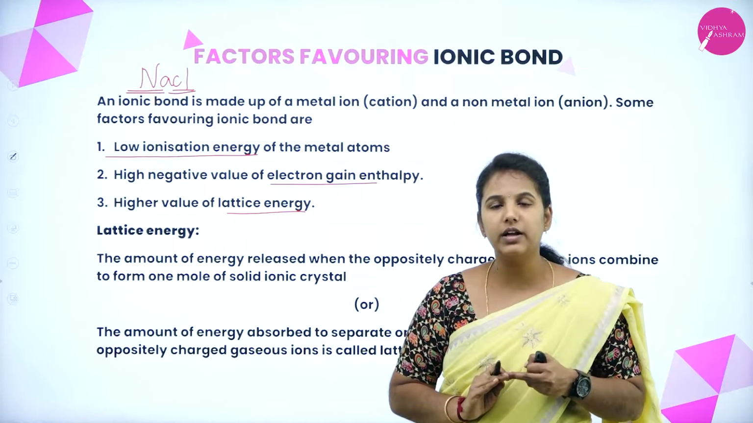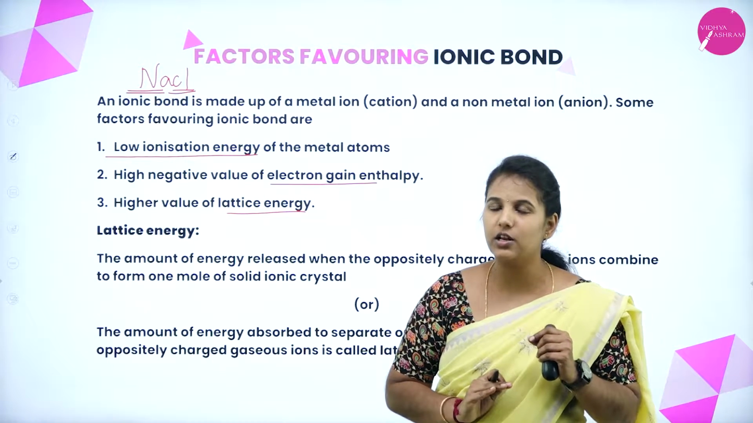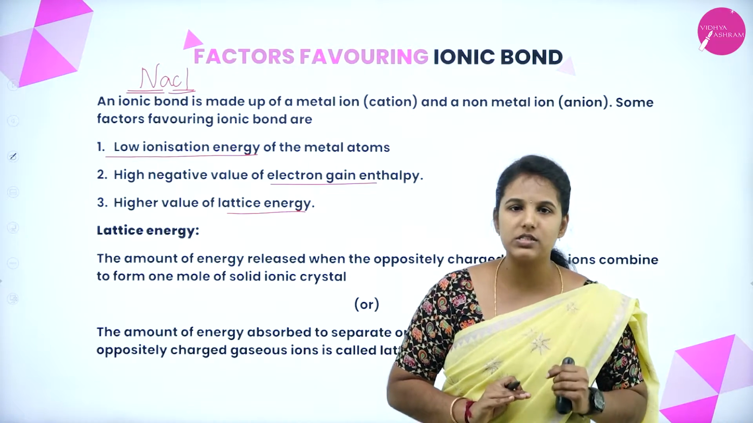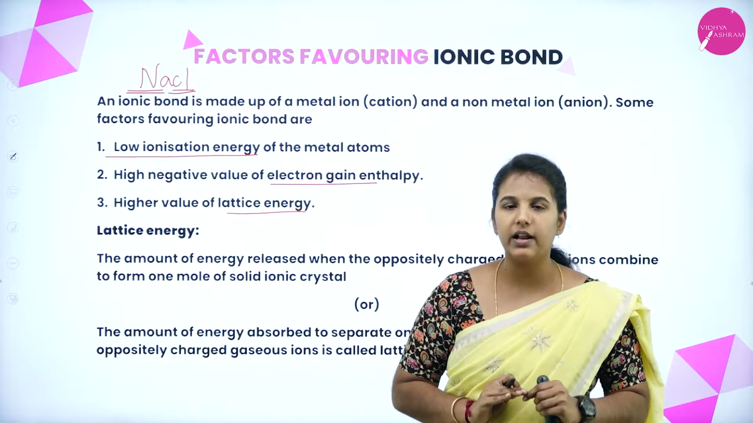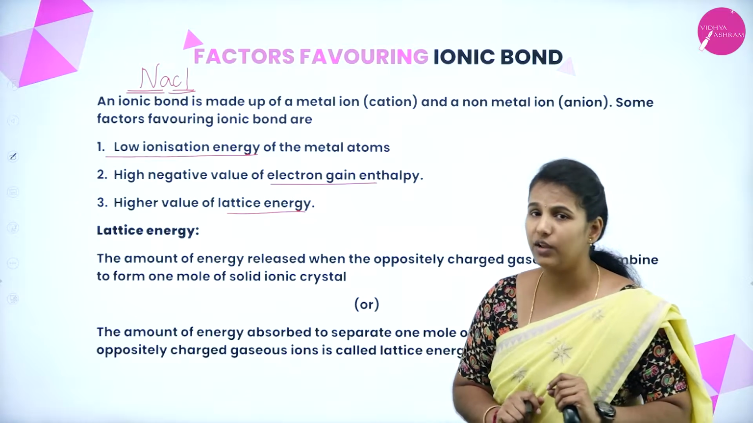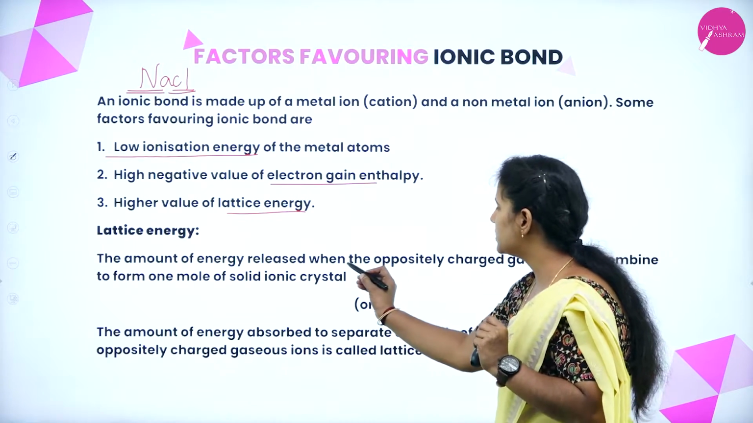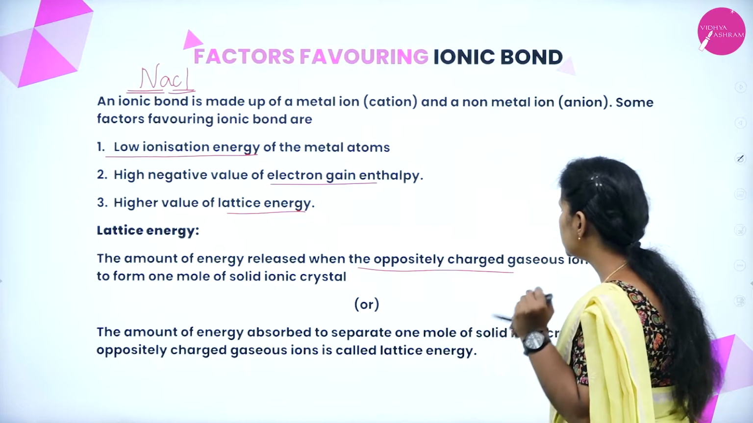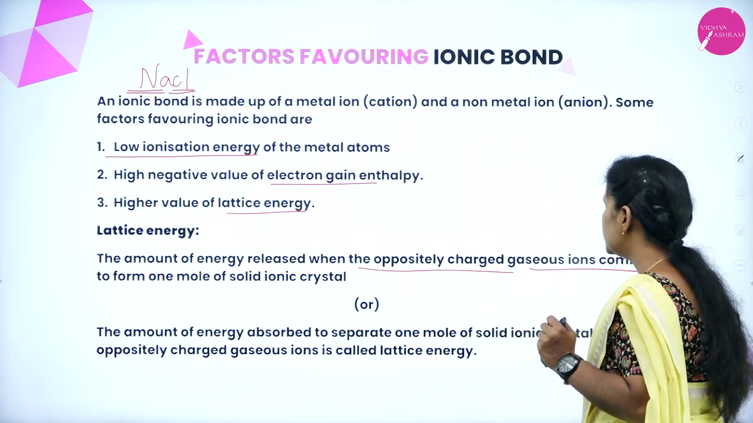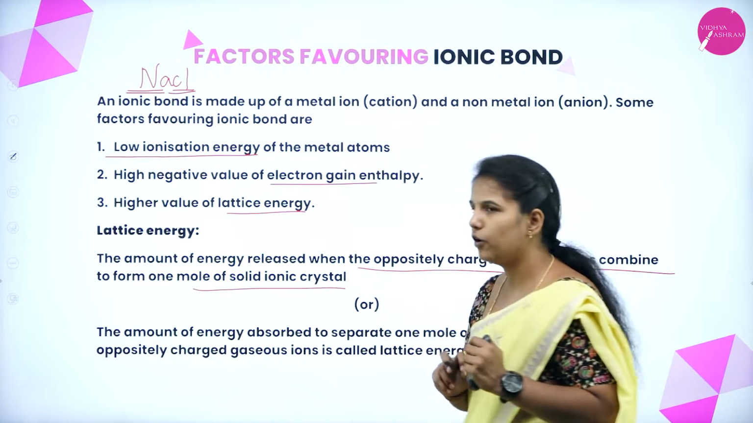So, we have understood what electron gain enthalpy is, as well as ionization energy, in our classification of elements chapter. Is it right? So, today we'll understand what lattice energy is. It is the amount of energy which is released when oppositely charged gaseous ions combine to form 1 mole of solid ionic compound.